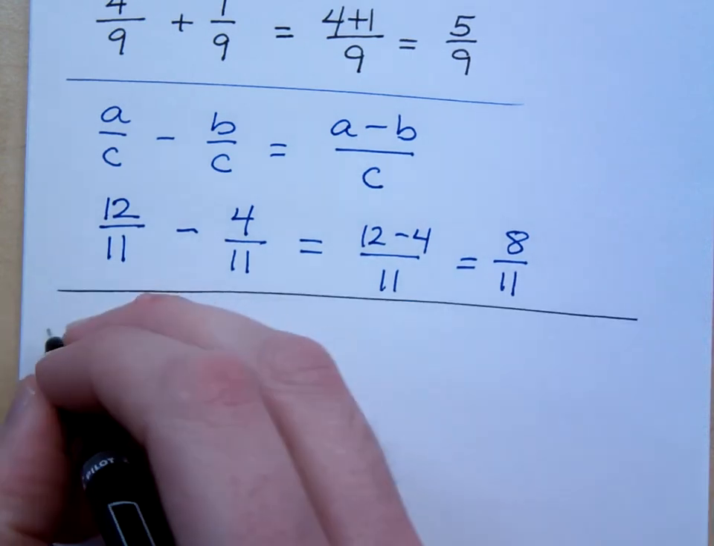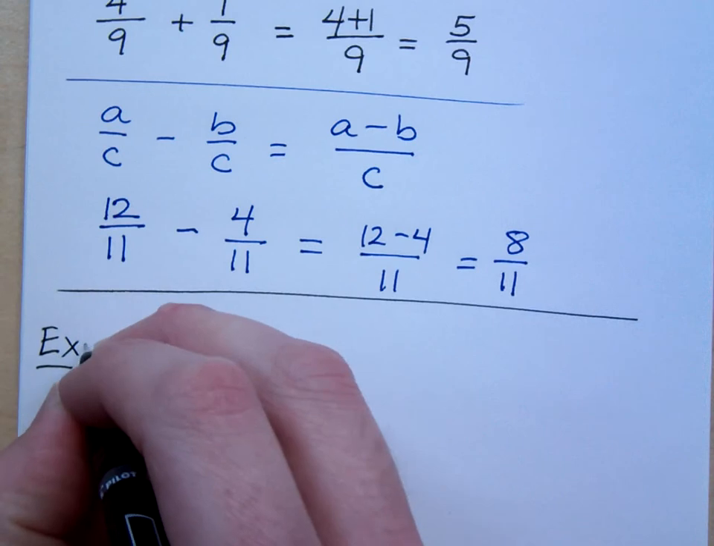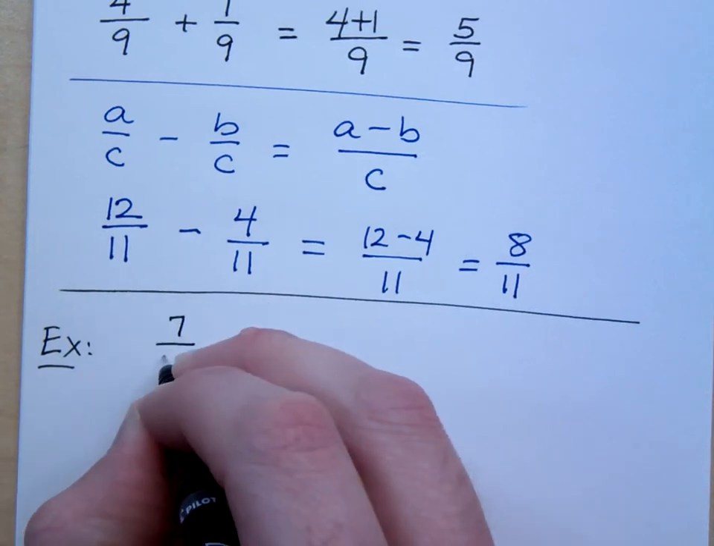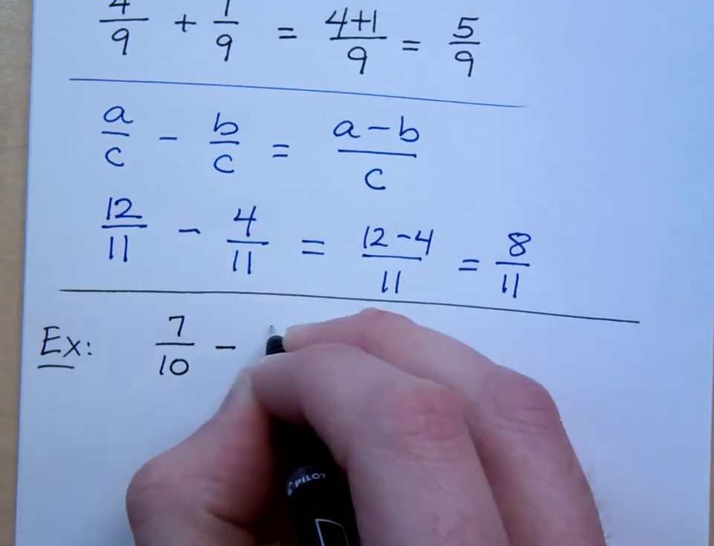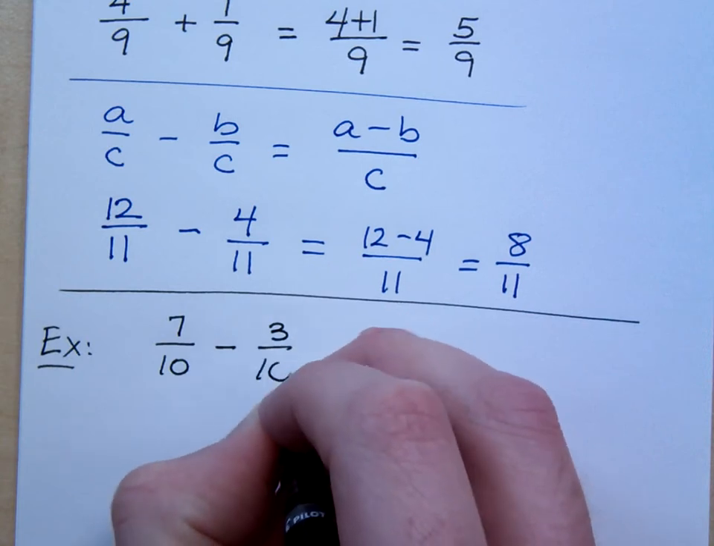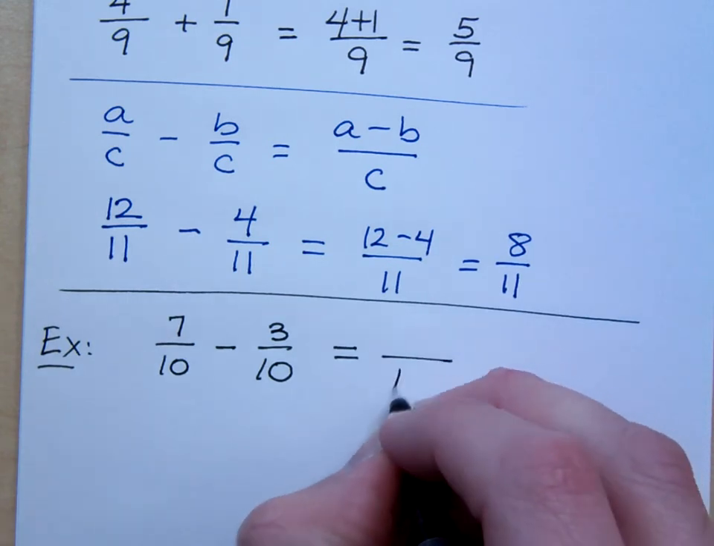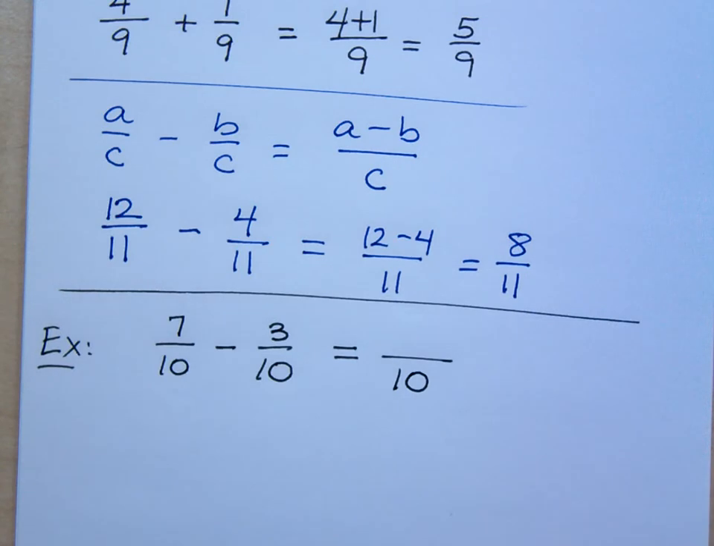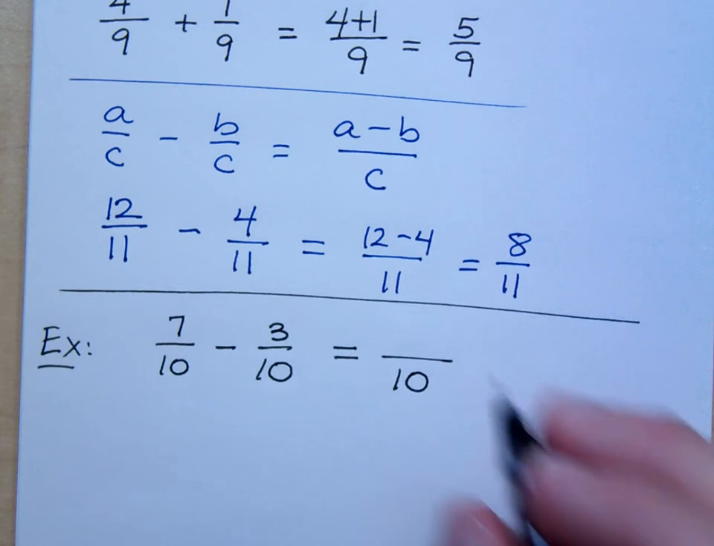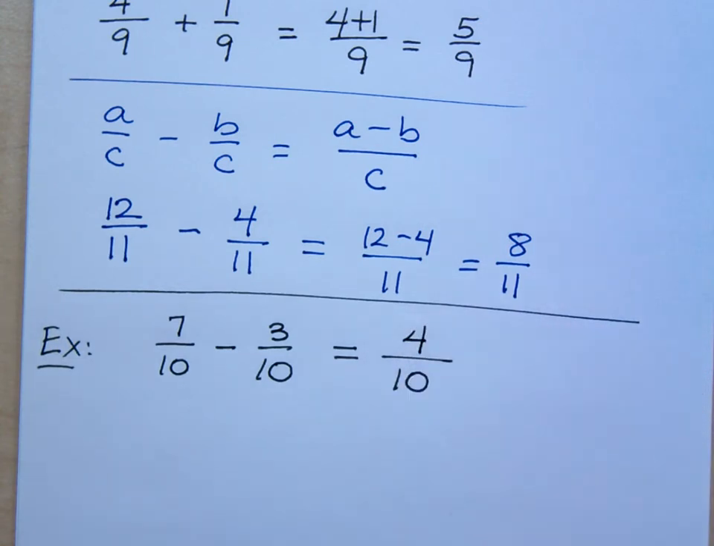If I were to give you this, I have 7/10 minus 3/10. Do you have the same denominator? Yes, then you can instantly go to a fraction with that same denominator, which is 10. What's the numerator? 7 minus 3 is 4. Am I done with this? Can I just box this and move on? Why not? It needs to be reduced.